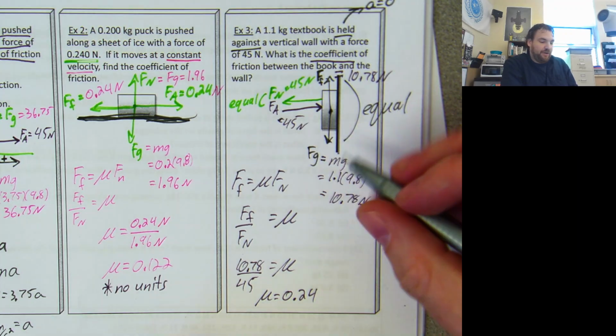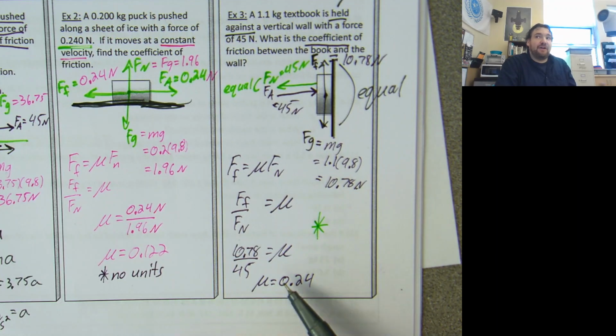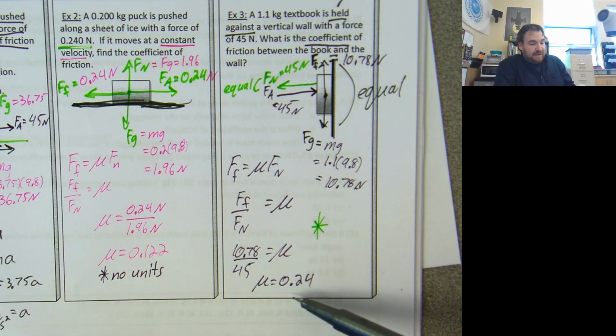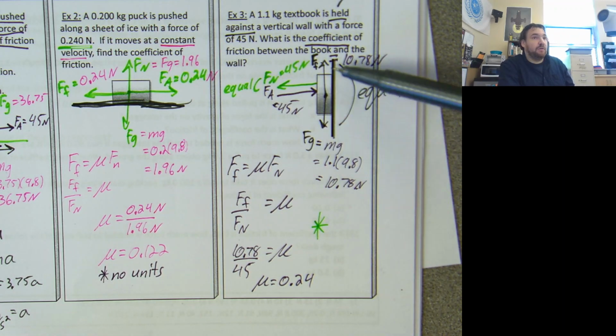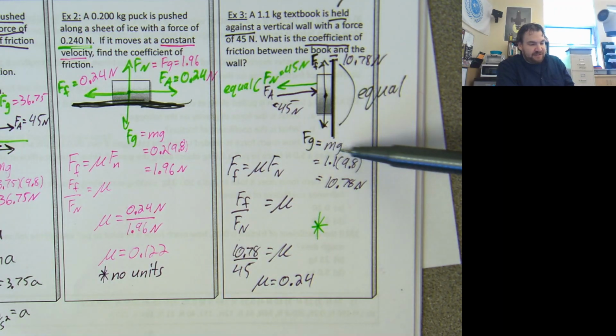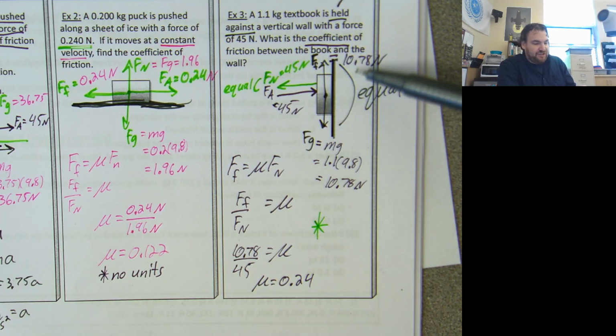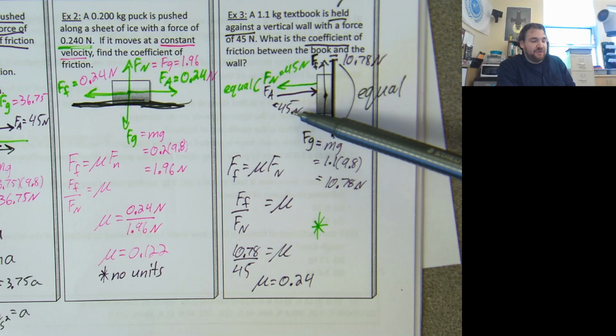I'll make one note here. Look where this value came from. This value came from the force of friction and Fg. These two are always going to be equal in this scenario. So Fg is dependent on the mass and gravity, so you're going to have a constant value for the friction here. Fn is always going to be equal to Fa. In this case, my Fa was 45.